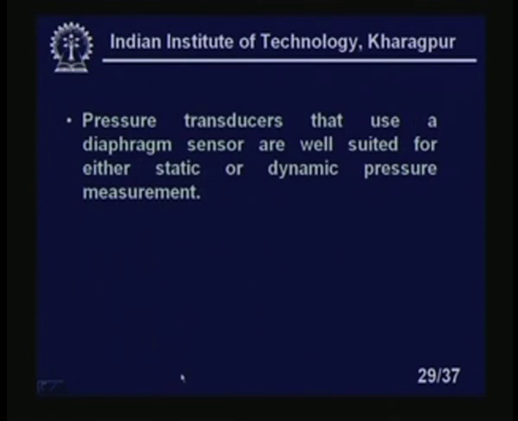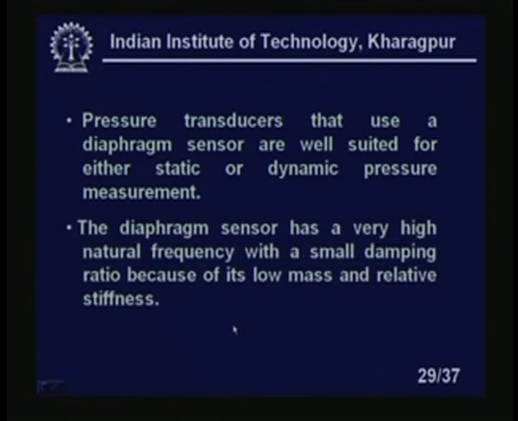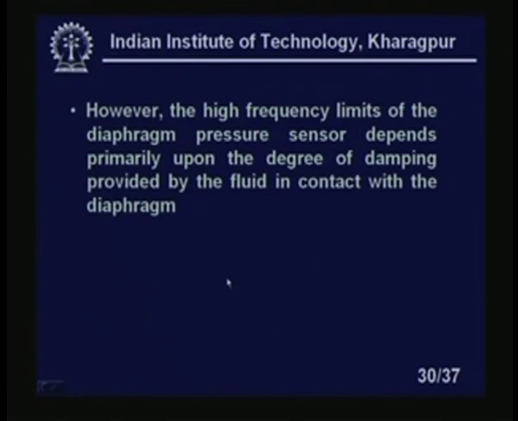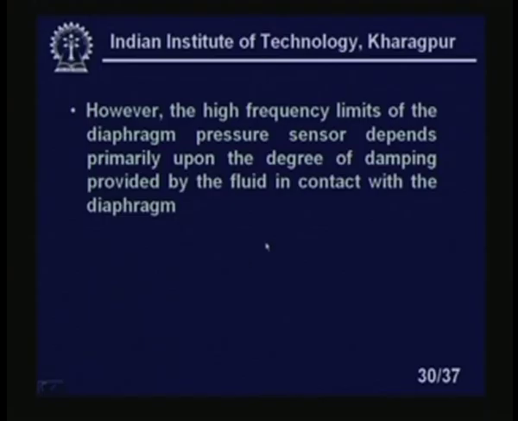Pressure transducers that use diaphragm sensors are well suited for either static or dynamic pressure measurement, quite obviously. The diaphragm sensor has a very high natural frequency with a small damping ratio because of its low mass and relative stiffness. However, the high frequency limit of the diaphragm pressure sensor depends primarily on the degree of damping provided by the fluid in contact with the diaphragm, because not necessarily will we measure gas pressures, we can measure fluid pressures also. In that case also, that damping will be basically controlled by that particular liquid.